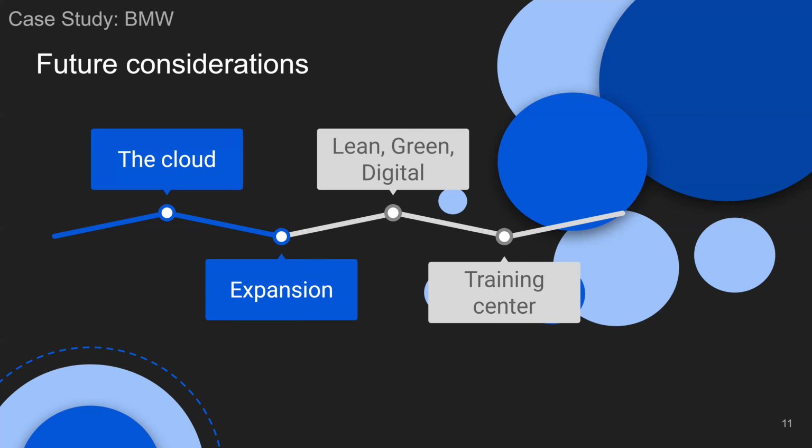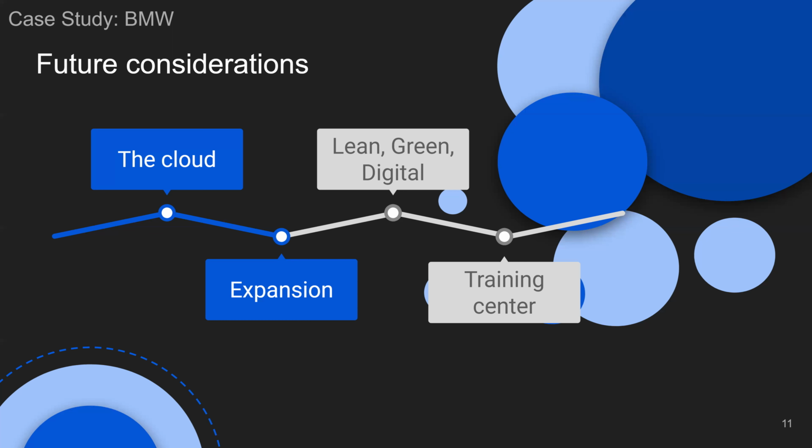Next is green. They want to continue to stay and to work as an environmentally friendly company. Currently, BMW already sources exclusively green electricity from its suppliers and produces according to circular economy principles.